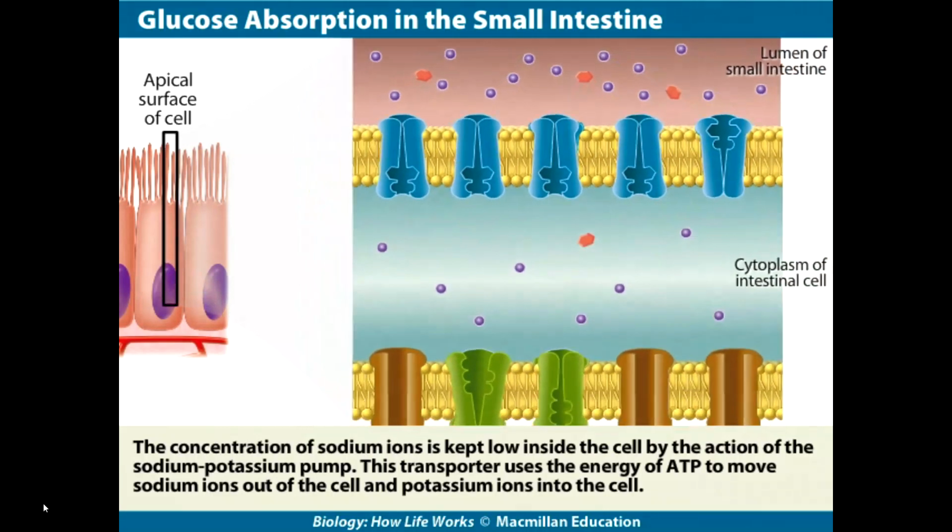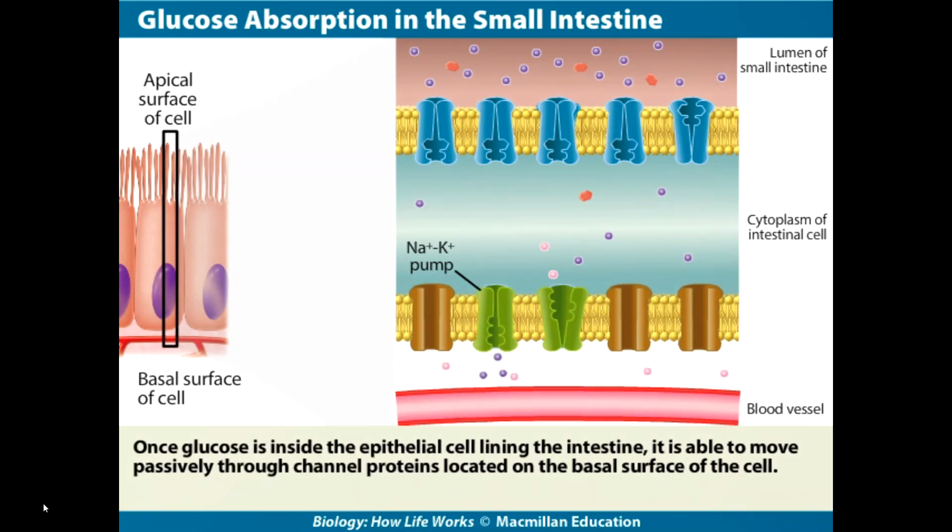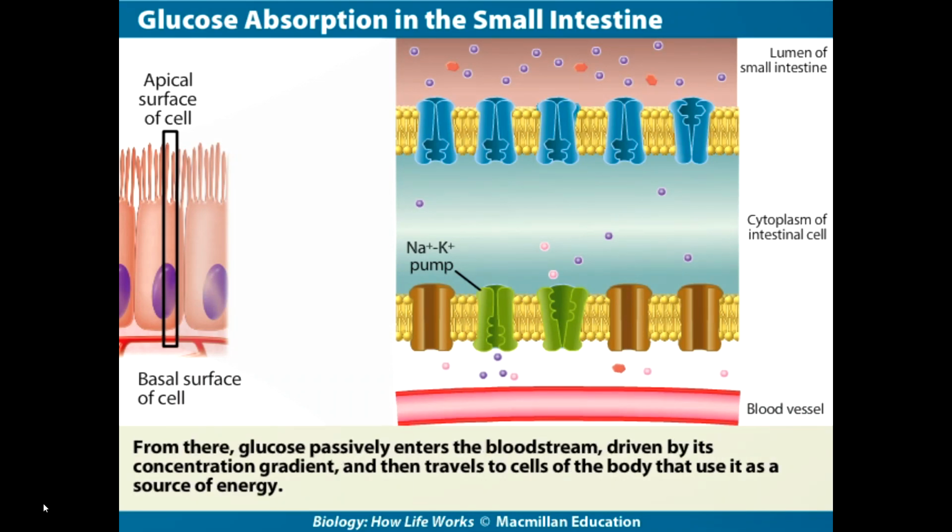The concentration of sodium ions is kept low inside the cell by the action of the sodium-potassium pump. This transporter uses the energy of ATP to move sodium ions out of the cell and potassium ions into the cell. Once glucose is inside the epithelial cell lining of the intestine, it is able to move passively through channel proteins located on the basal surface of the cell. From there, glucose passively enters the bloodstream, driven by its concentration gradient, and then travels to cells of the body that use it as a source of energy.